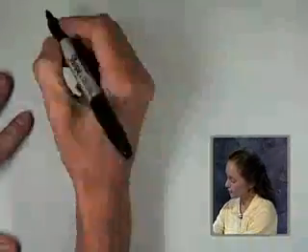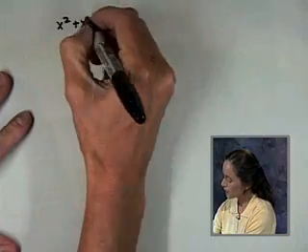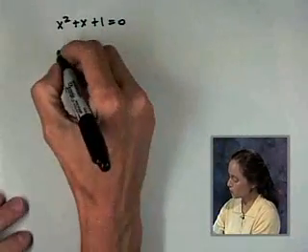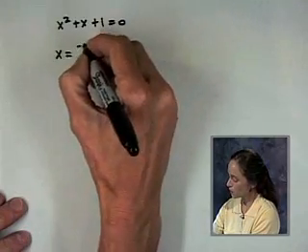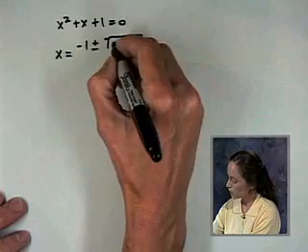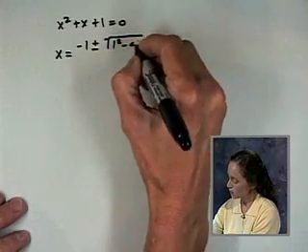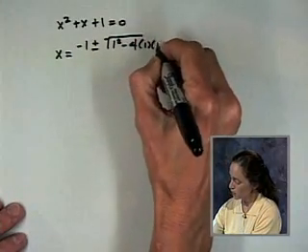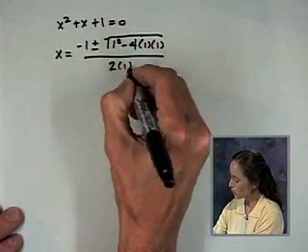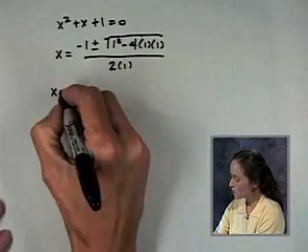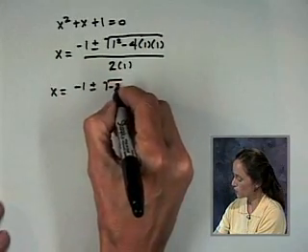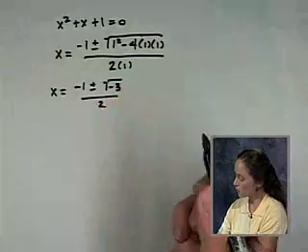Starting with x squared plus x plus 1. Substituting into the quadratic formula, x is equal to negative 1 plus or minus the square root of 1 squared minus 4 times 1 times 1, all of that over 2 times 1. Simplifying, this is negative 1 plus or minus the square root of negative 3 over 2.